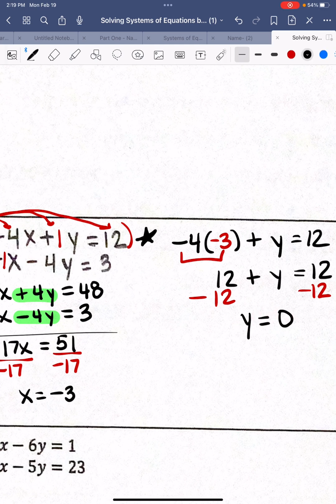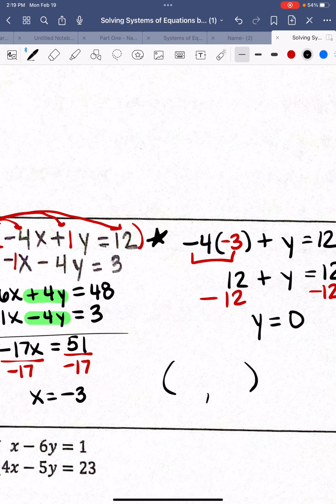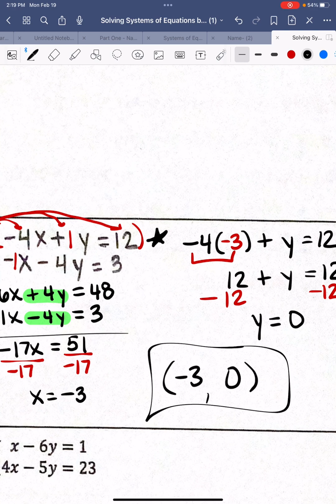The problem is you have to put it in the correct order now for your coordinate point. X always goes first, so it's (-3, 0).